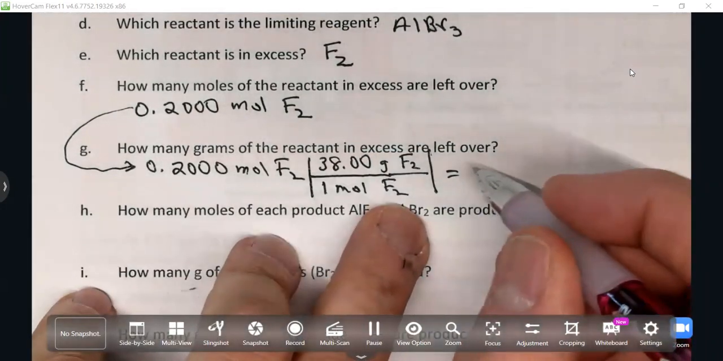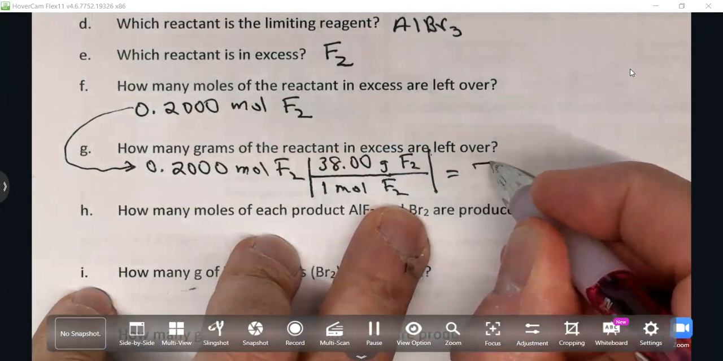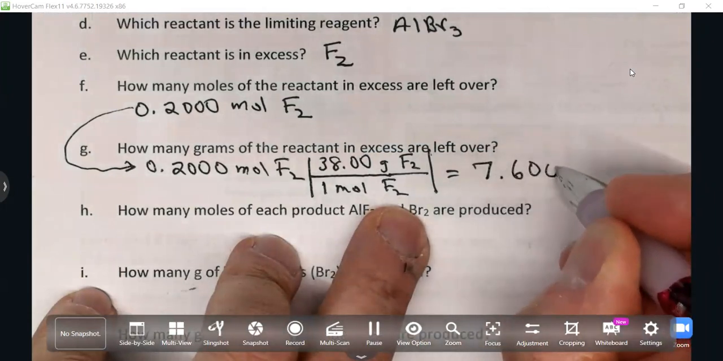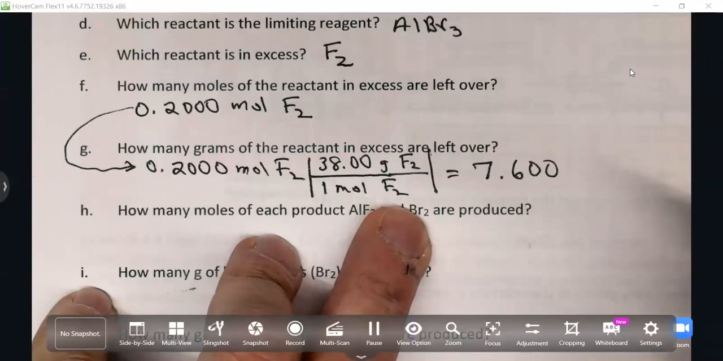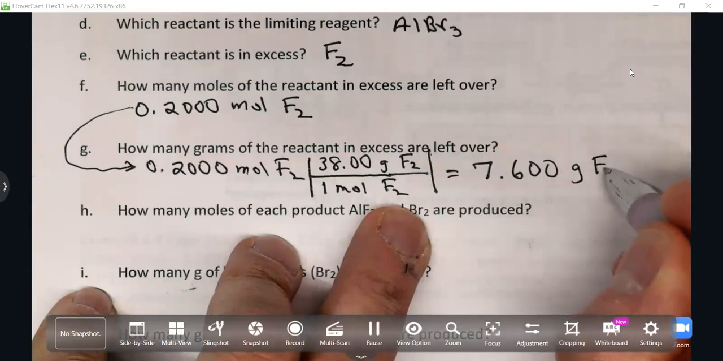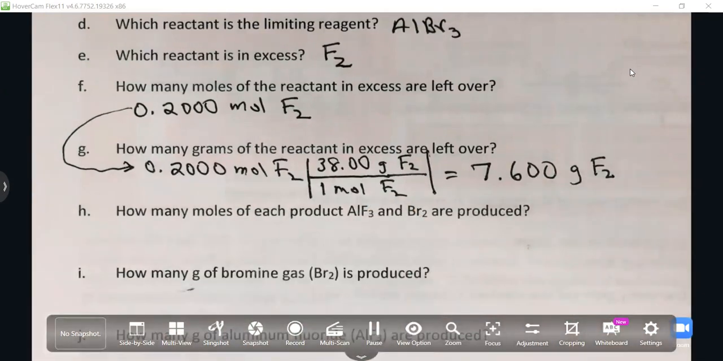So how many grams left over? 7.6000, right? Grams of fluorine.